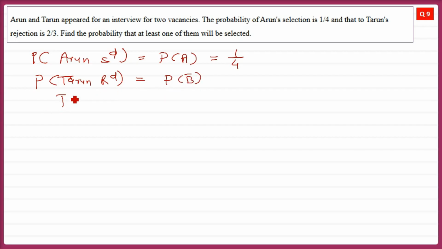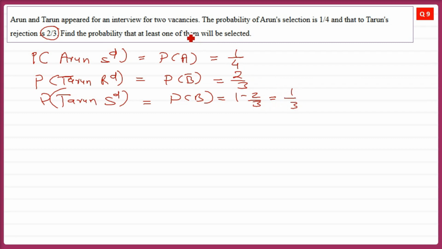See, positive things we take as A, the against thing we take as bar or complement. So P of Tarun selected is PB. The selection plus rejection of one person will be adding up to 1. This will be 1 minus 2 by 3. This is 1 by 3. Rejection of A will not be used in this question, but the probability of Arun being rejected can be computed like this. If at all it has to be used, 1 minus 1 by 4, that is going to be 3 by 4.